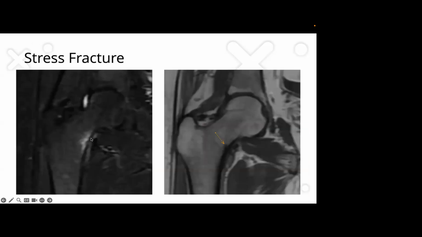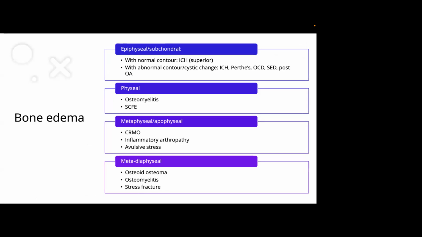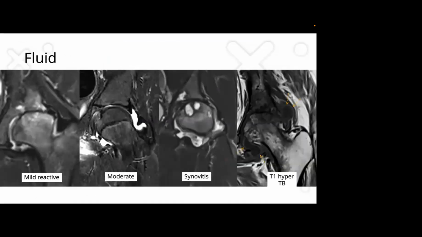Here's an example of someone where you can see the bone marrow edema. If you looked at this, you might wonder if there's a little osteoma sitting in here. And this actually turned out to be just a stress fracture. So when we think about bone marrow edema, when you're looking at these, think about things that are epiphyseal or subchondral. Remember that you can have them with normal contour or abnormal contour. Think about when you have bone marrow edema along the physis, the metaphysis/apophysis, and then you have metadiaphyseal bone marrow edema.